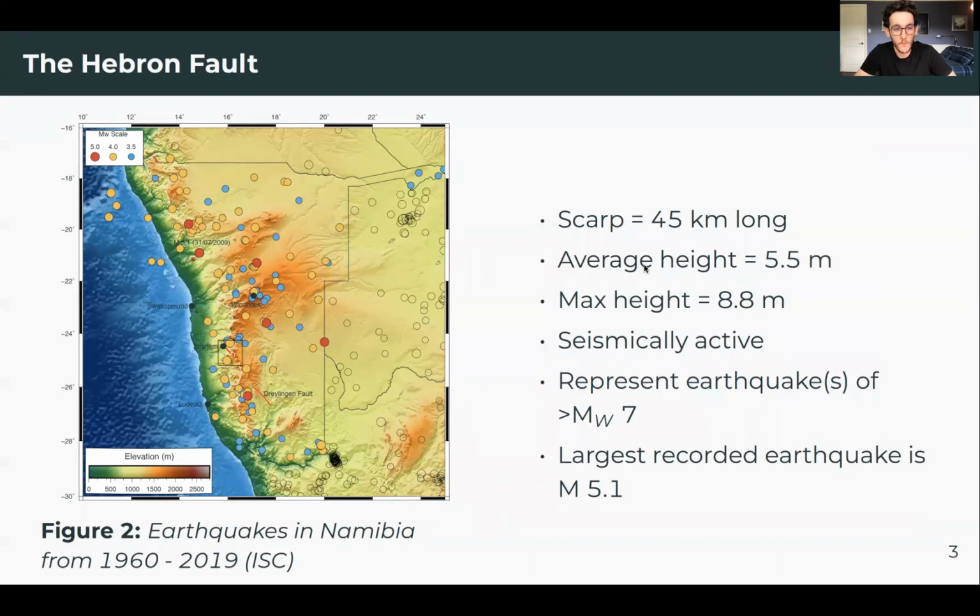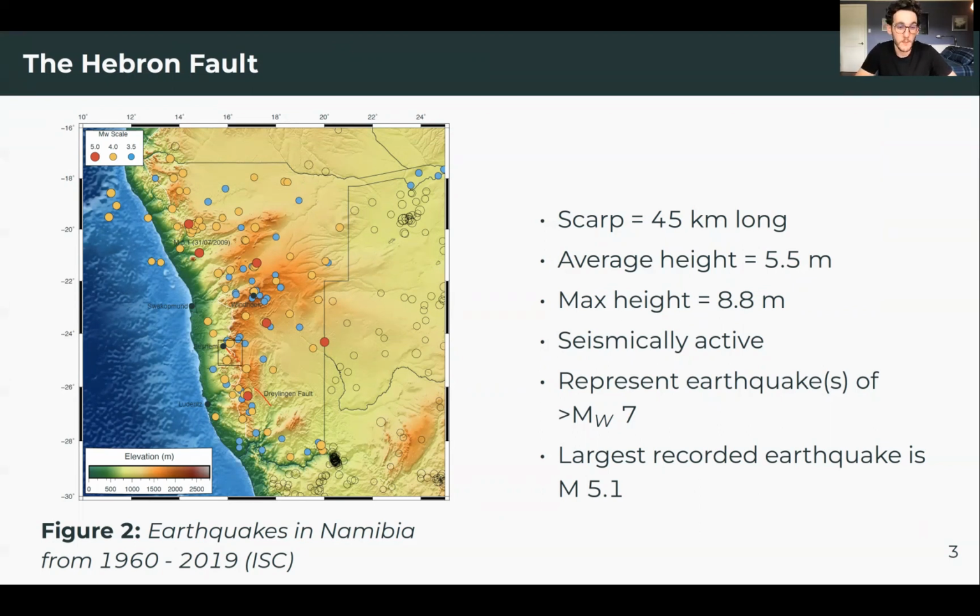However, the location for my study makes it even more interesting because there is a large paleo-earthquake fault scarp located just south of Sesriem. This is the study area here in this box, which is a 45-kilometer long scarp with an average height of 5.5 meters and reaching a maximum height of about 8.8 meters.